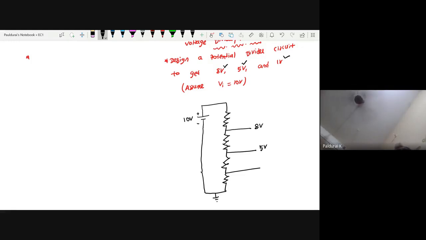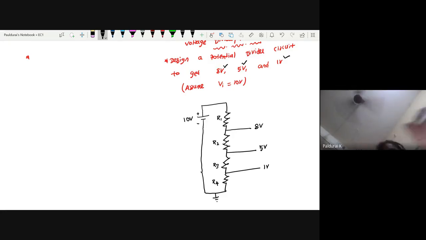Otherwise, to measure voltage you are always in need of 2 terminals, so take one as the reference. Here if you measure, you want to get 1 volt. So now what could be the value for R1? What could be the value for R2? For R3? R4? Any guess?